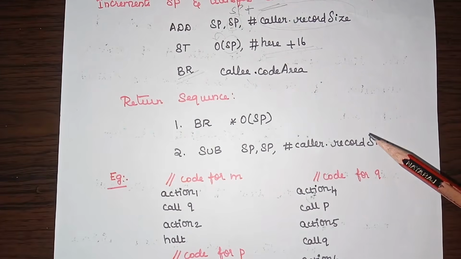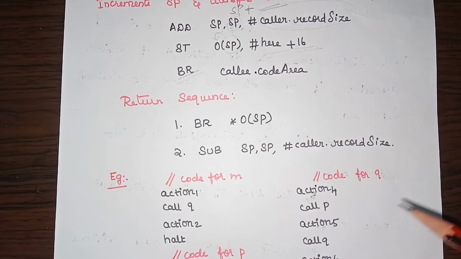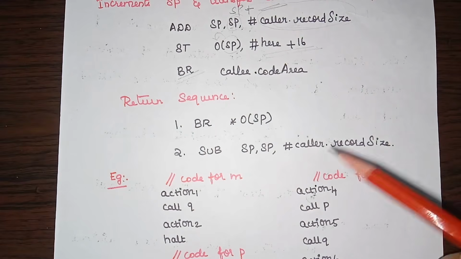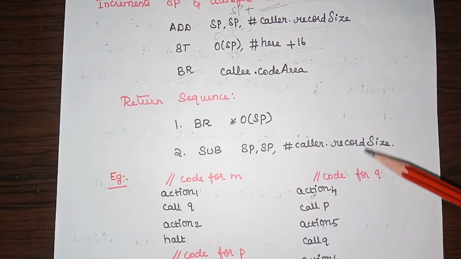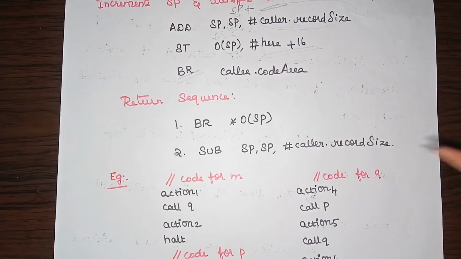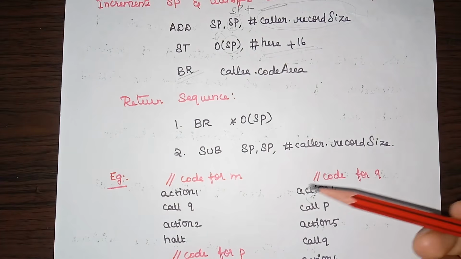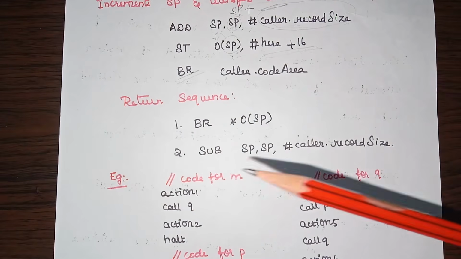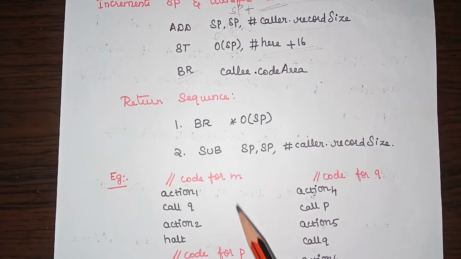Then the second part of the return sequence is in the caller, which decrements the sp, that is the stack pointer value. Why? Because whenever the procedure activation gets terminated, the activation record of that particular procedure will be popped out from the stack. Whenever we are popping out the activation record from the stack, we need to decrement the value of the stack pointer. This will happen only after the return sequence, right? So the second part here is doing the decrement.